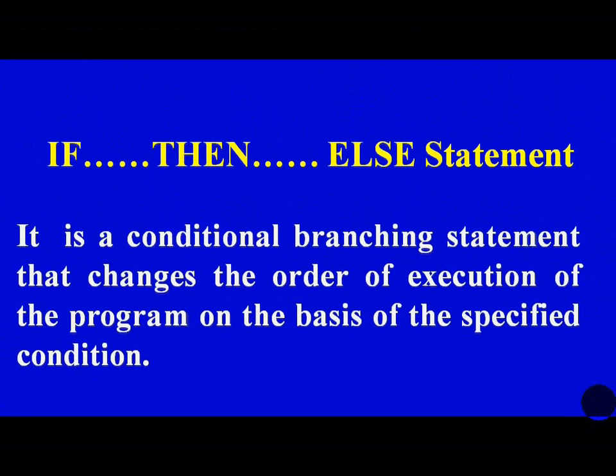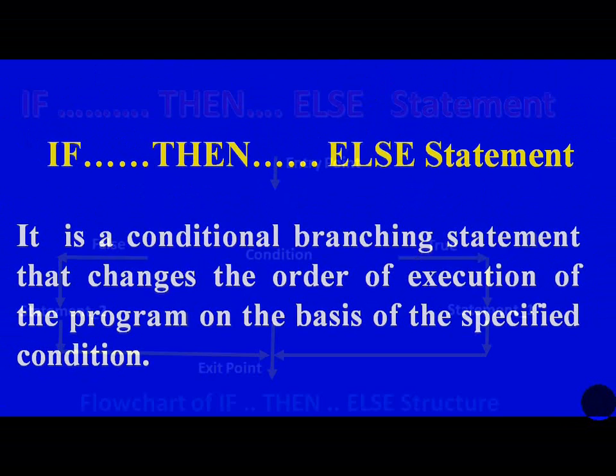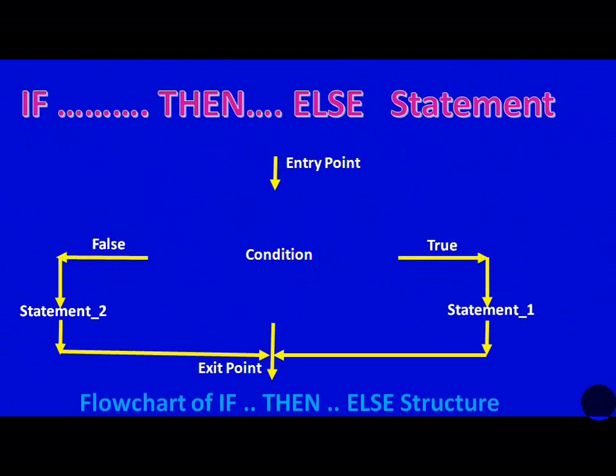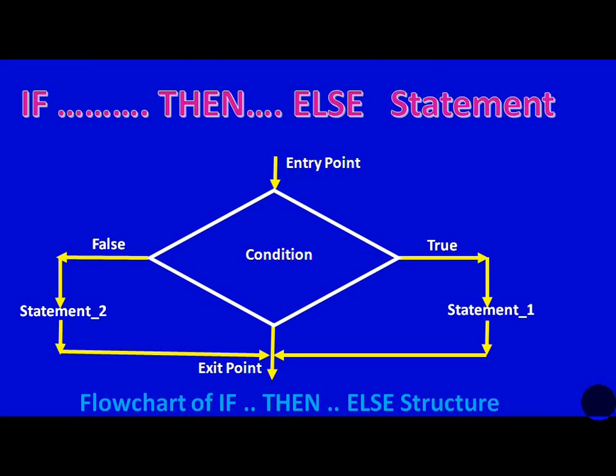If then else statement. It is a conditional branching statement that changes the order of execution of the program on the basis of the specified condition. Here you can see a flowchart of if then else statement. Here, entry point. If the condition is true, then statement 1 is executed. If the condition is false, then statement 2 is executed.